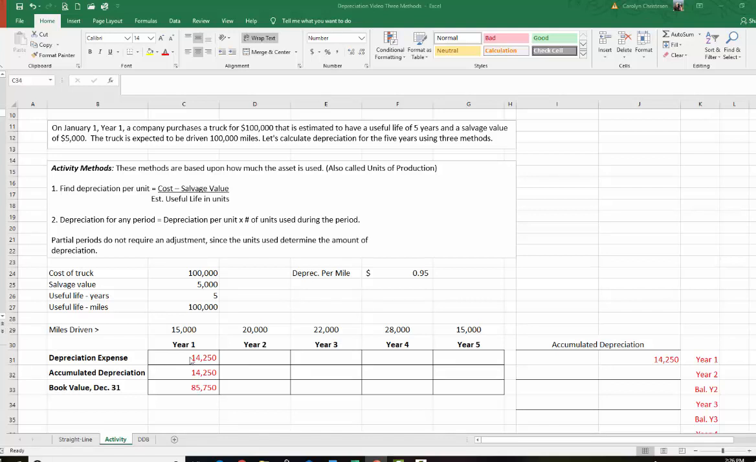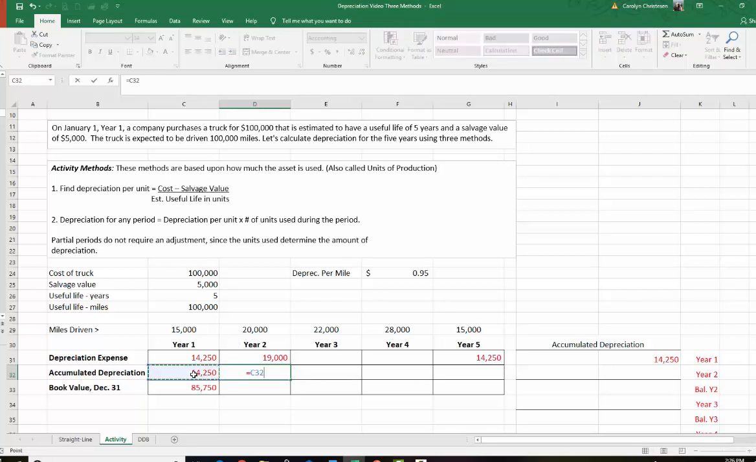Okay, next up. Now, in the second year, we drive the truck 20,000 miles. By the way, over here, we're driving it again 15,000. So over here, I can just put this equal to that because we know it's going to be the same calculation. For here, depreciation per mile times the number of miles we drove. That gives us 19,000.